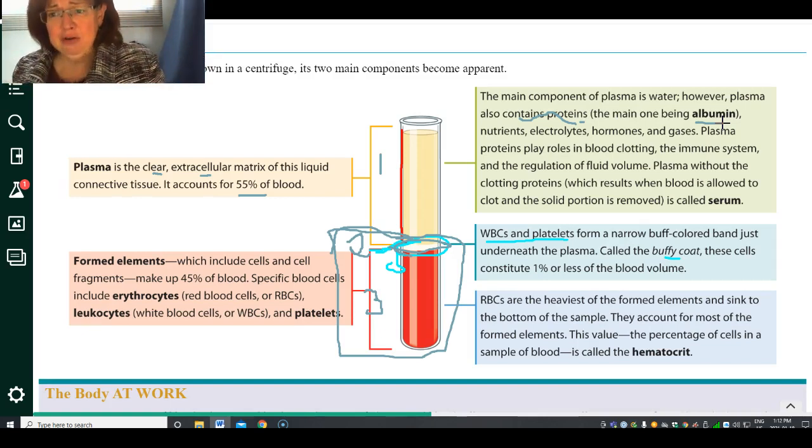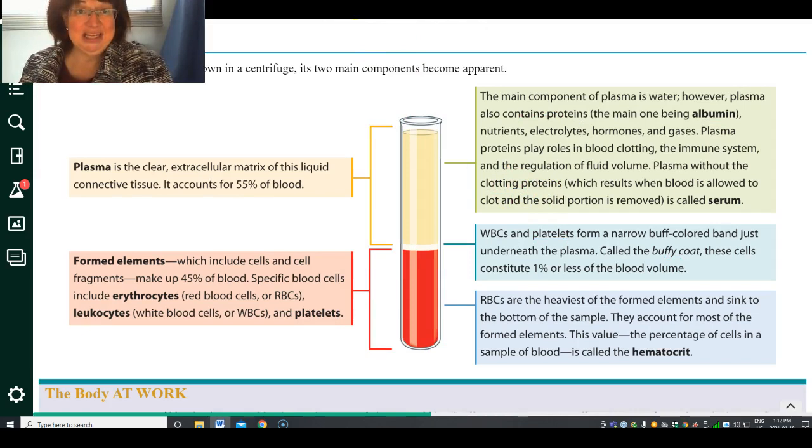And there's other proteins, electrolytes, hormones, gases. Most things are dissolved in your plasma. And this is where your clotting proteins are. And if you were to remove the solid part, you have serum. So serum is just the fluid. Plasma is the whole part. Okay, now let's take a second and summarize.